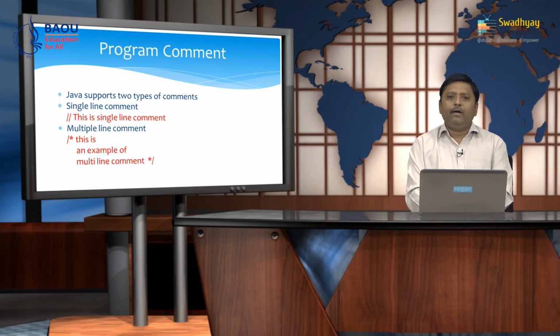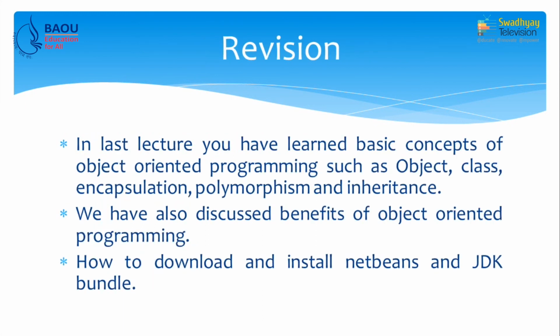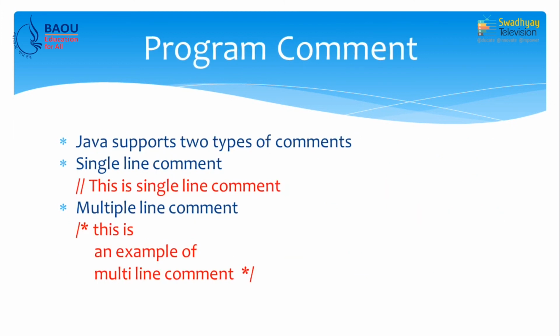We generally write comments inside a program. So, Java supports two types of comments. One is a single line comment and another is a multiple line comment. You can see the single line comment in red on your screen, and a multiple line comment is written using slash asterisk and asterisk slash. Anything written between slash asterisk and asterisk slash is considered a multi line comment, and for writing a single line comment you just need to write double slash.